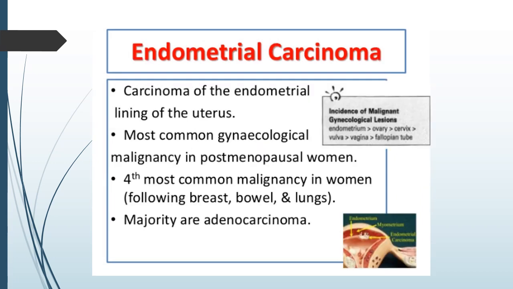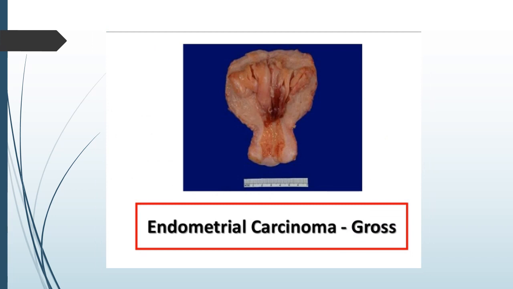Endometrial carcinoma, as the name indicates, is the carcinoma of the endometrial glands of the uterus. It is the most common gynecological malignancy in postmenopausal ladies, and the most common malignancy in women after breast, bowel and lungs. The majority of endometrial carcinomas are adenocarcinomas. This is the gross appearance of endometrial carcinoma on a hysterectomy specimen when we open it after doing hysterectomy.